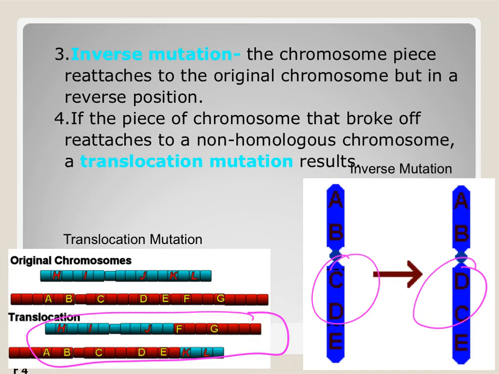I really like these pictures with the letters because you can see how it should be A, B, C, D, E, F, like down here. You can see how it should be A, B, C, D, E, F, G, and the other one should be H, I, J, K, L, and you can see how they attach to the wrong spot.